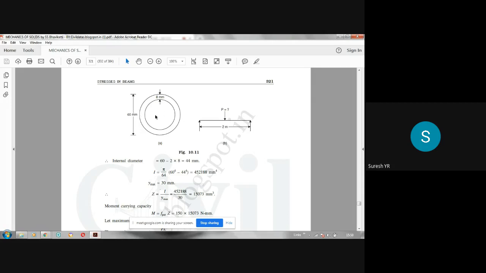It will be at the center. From here to here it is 30 mm. Okay, so Y max is 30 mm. Then Z is I by Y max. You will get this much in millimeter cube.